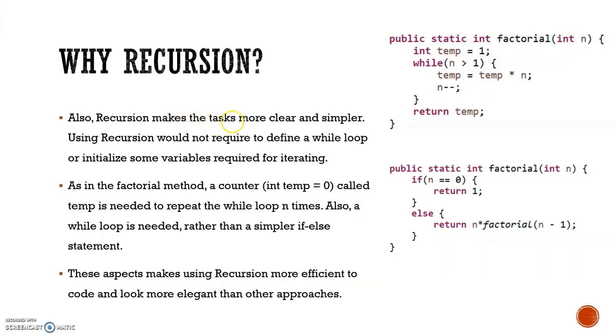Also, recursion makes the task clearer and simpler. Using recursion will not require defining a while loop or initializing some variables required for iterating. As in the first factorial method, a counter, or temp equals 1, is needed to repeat the while loop n times. Also, a while loop is needed where a simple if-else statement would do. These aspects make using recursion more efficient to code and look more elegant than other approaches, such as using iteration.